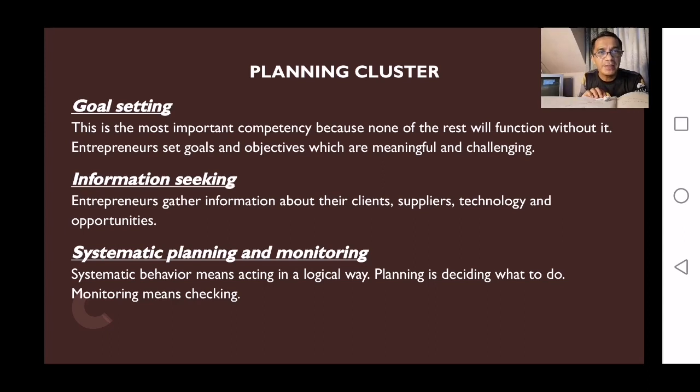Systematic behavior means acting in a logical way. Planning is deciding what to do. Monitoring means checking. Okay? So, yan. Very clear naman. Systematic planning and monitoring.